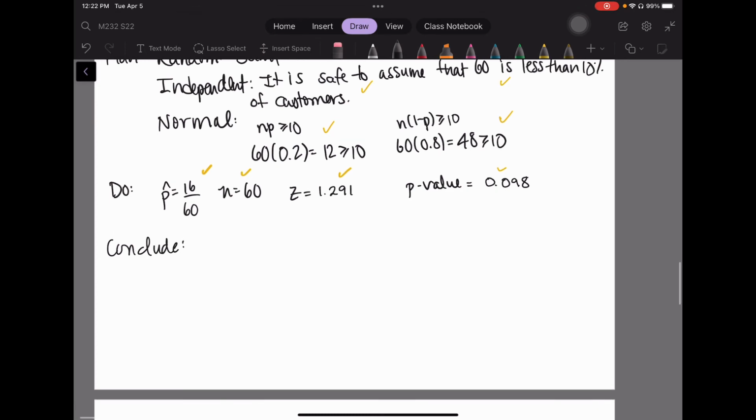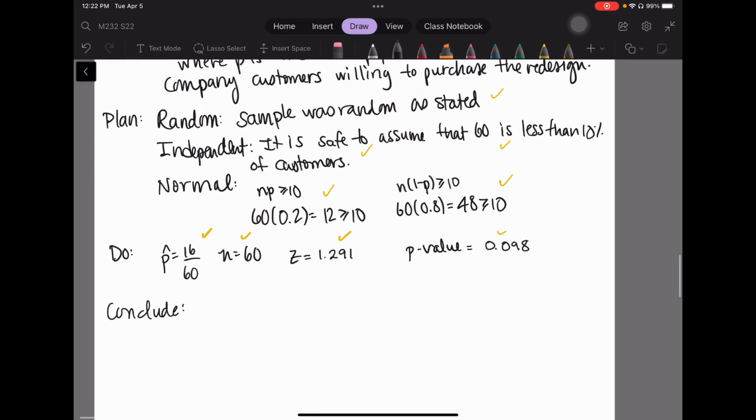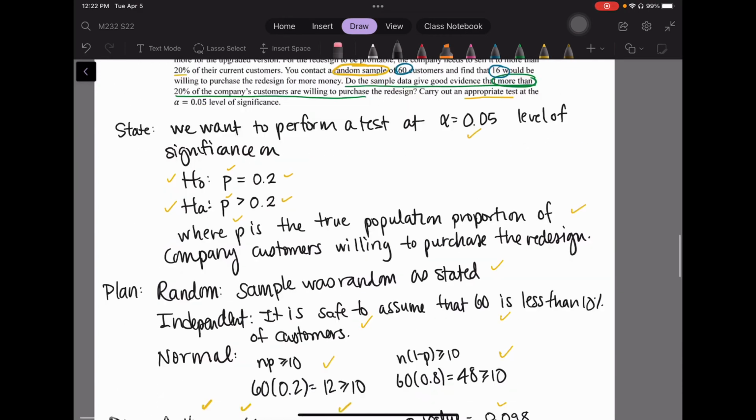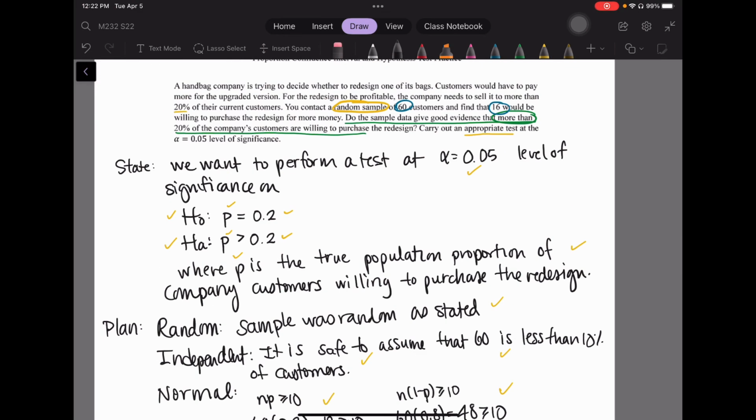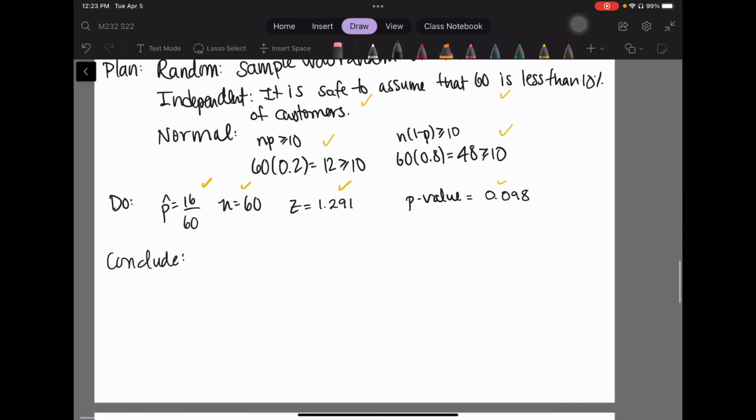We conclude by saying since our p-value of 0.098 is not less than our alpha equals 0.05, since 9% is bigger than 5%, it is not less than our level of significance, we're going to fail to reject the null. There is not evidence to support the claim that more than 20% of the company's customers are willing to purchase the redesigned bag. So let's see how that looks.